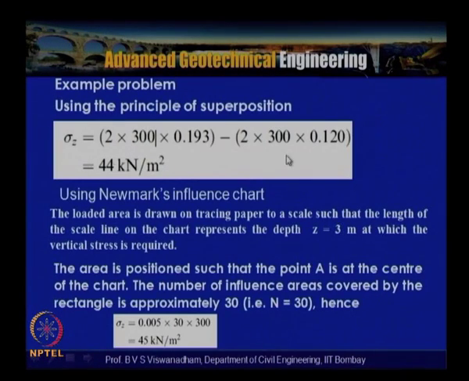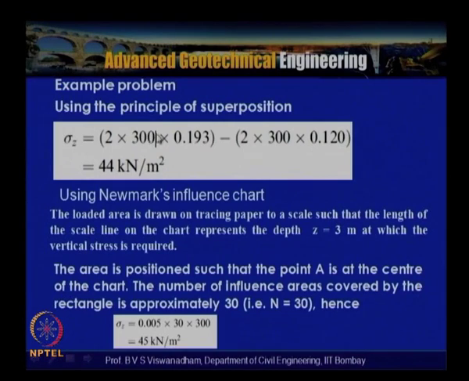So, the solution is calculated as explained here: 2 into 300 into 0.193 minus 2 into 300 into 0.120. This is due to the influence factors of the rectangular load area, using the Fadum chart. Using the Newmark chart we get 45 kilopascals, with the load areas drawn on the tracing pad to a scale such that the length scale line of the chart represents the depth z equal to 3 meters at which vertical stress is required.